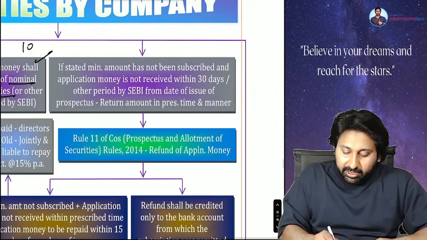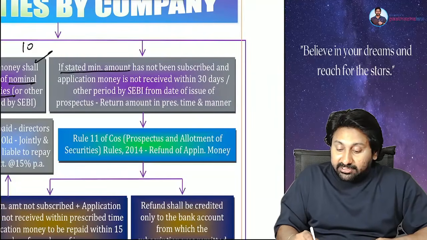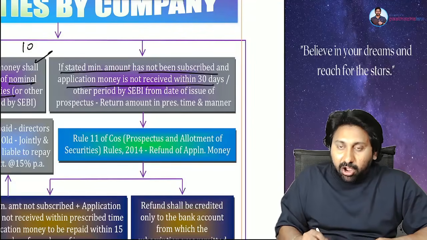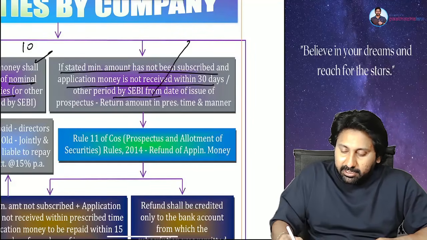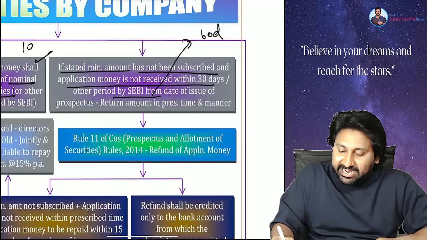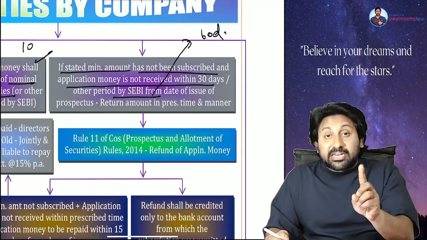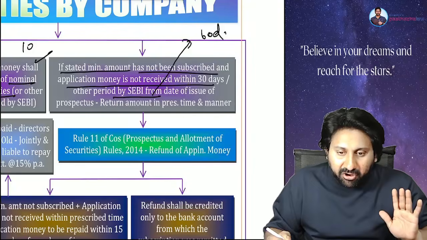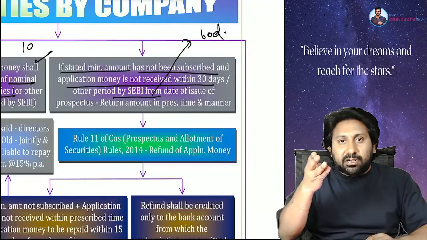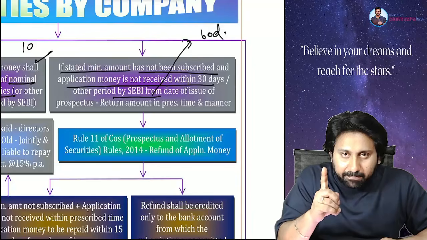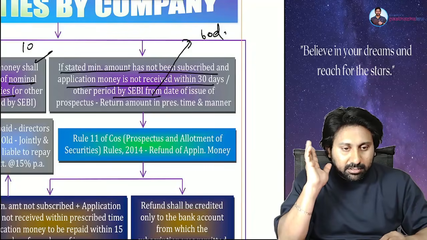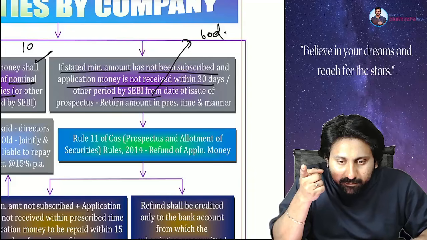Next, if the minimum amount stated has not been subscribed and application money is not received within 30 days or any period specified by SEBI, the period specified by SEBI is 60 days. Listed companies 60 days, unlisted companies 30 days. Like that you have to remember. Everybody understood? Listed companies 60 days, unlisted companies 30 days. Are you with me, everyone?